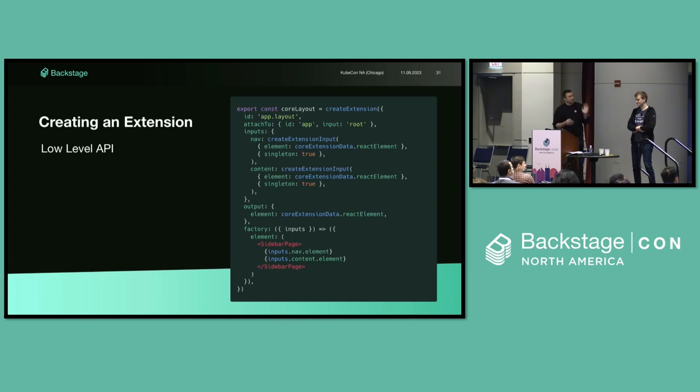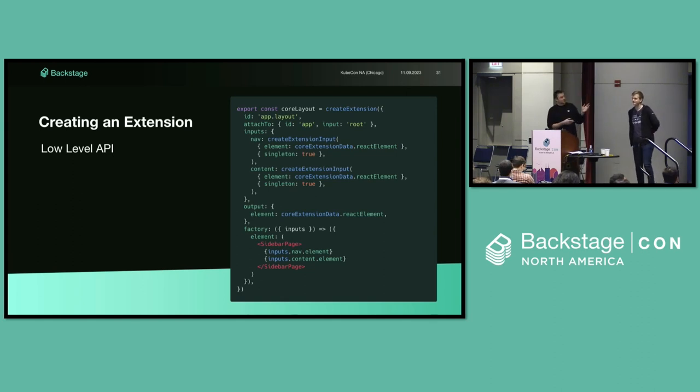So there's also a lower-level API here, which is called create extension. This is what you're going to use if you want to make your own extension creators, or if you simply want a little bit more detailed control over an extension itself. What you can see here is the definition for the core layout extension. This extension is like the shell for the entire application, which you can see in Backstage. And it renders the navigation and the content for the page that you can see, and it's all wrapped in the sidebar page. You can see that at the bottom, right, with the factory bit.